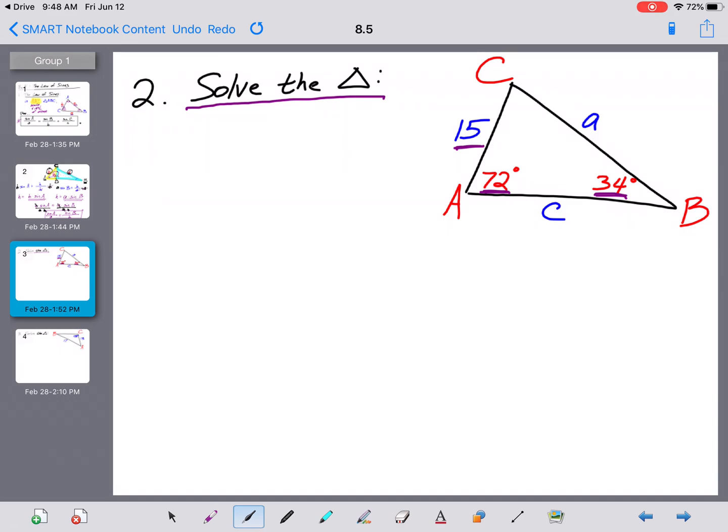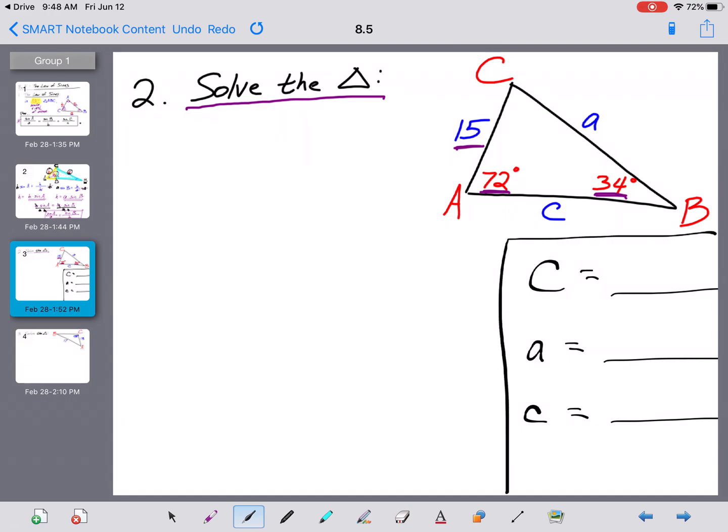All right, we need to find the measure of angle C. That should be pretty easy. Then we need to come up with the measurement of little a, that's a side, and little c, that's a side as well. So those are the 3 things we need to know before we're done with this problem. Well, let's start off with the easy one right here. Angle C shouldn't take us much time at all.